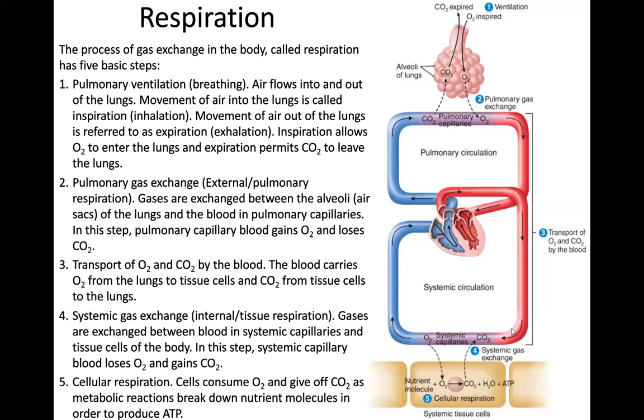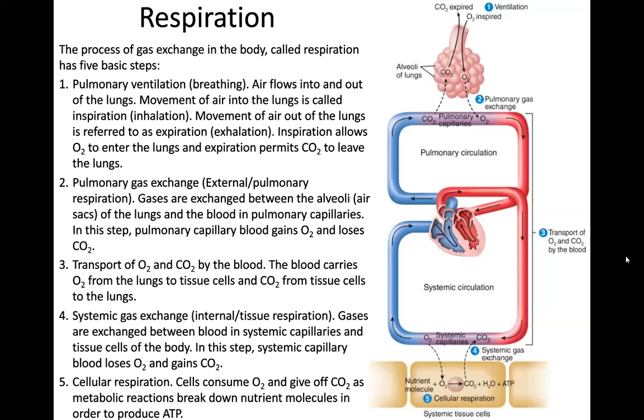Once we get that oxygen to the tissues, we need to bring that oxygen into the tissues, which is what we do with step 4, systemic gas exchange, which goes by also internal or tissue respiration. And in doing this, the blood loses the oxygen because it goes into the cells. CO2 is removed from those cells and is pulled into the capillaries to then eventually be exhaled out.